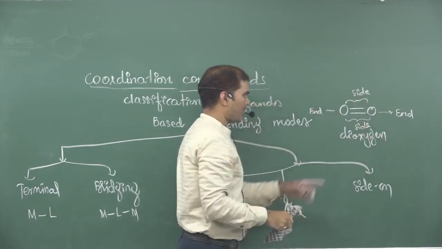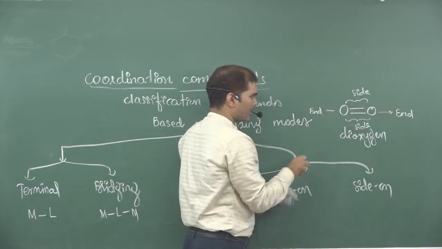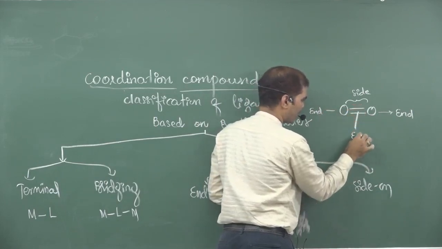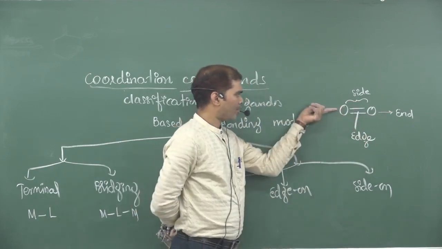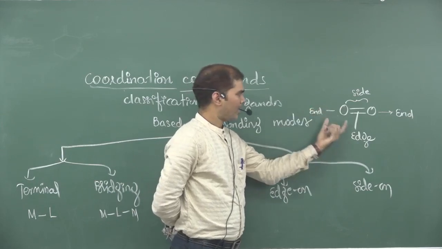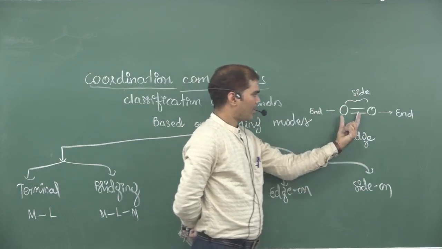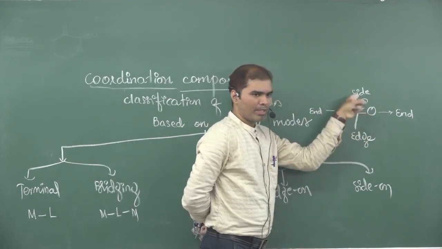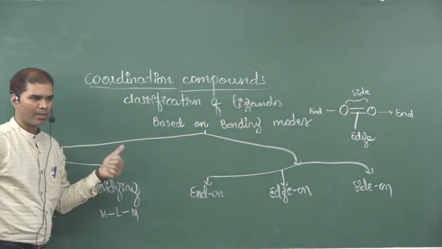And what is edge means this is edge. Suppose one side I have shown you. This is edge. So if the metal is coming and binding only this, you call it as end-on bonding mode. If the metal is coming and binding like this, side-on. Or if the metal is coming and binding like this, anywhere in the pi bond, then you call it as edge-on. End-on, edge-on, side-on.